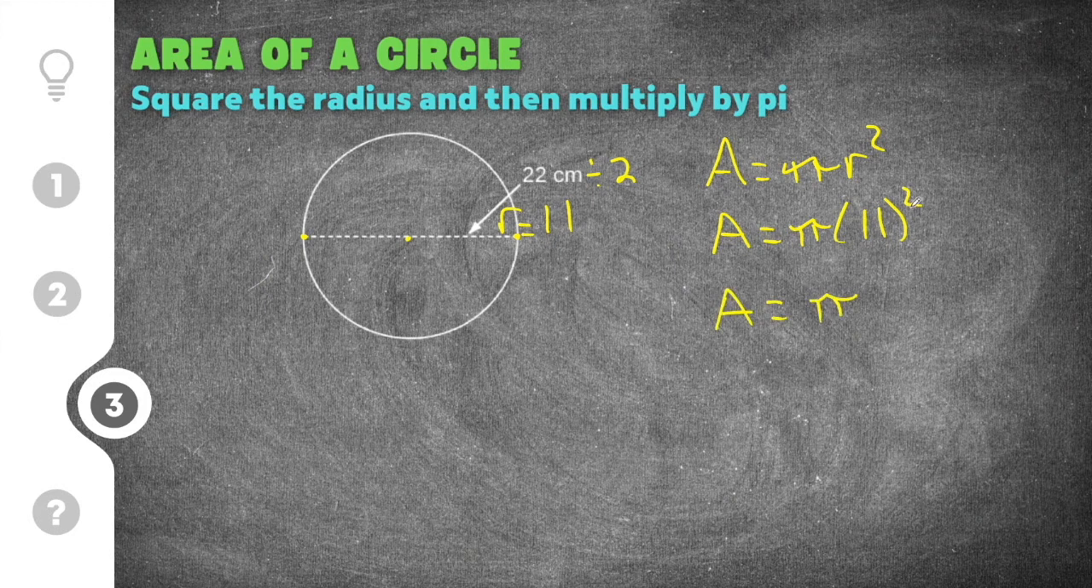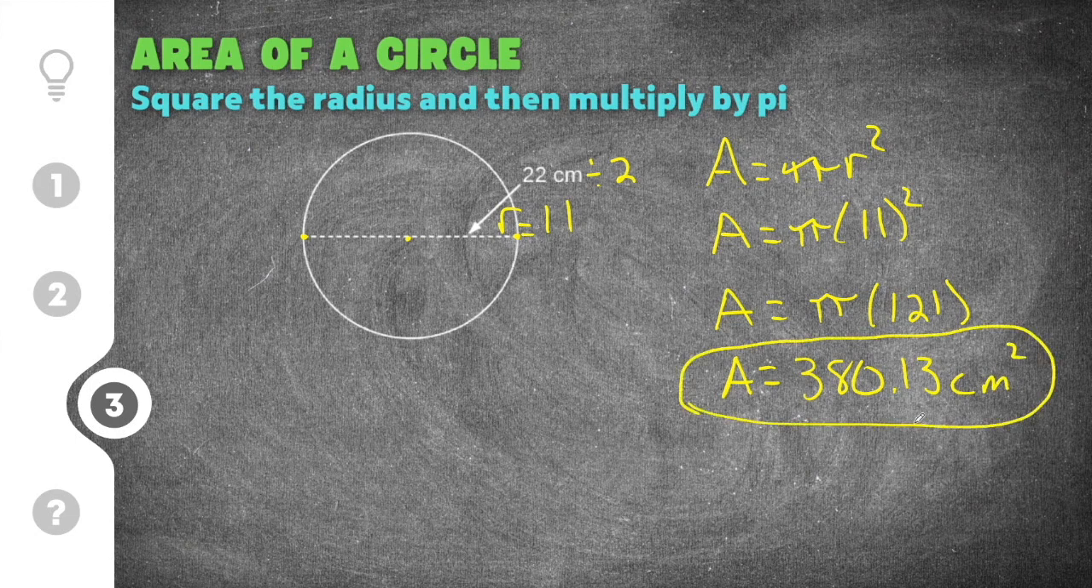And we're going to first square 11. 11 times 11 is 121. And finally, to get the actual area, we're going to do pi times 121, and we will get 380.13. And our units were centimeters, and they're going to be squared because we multiplied times itself.